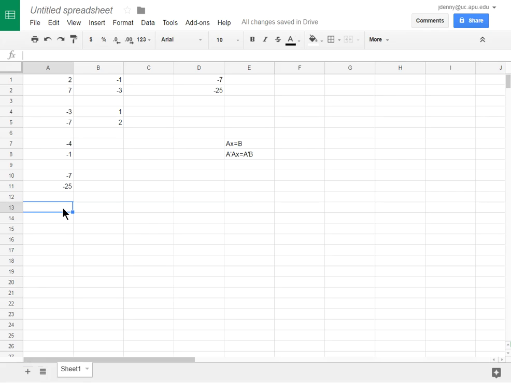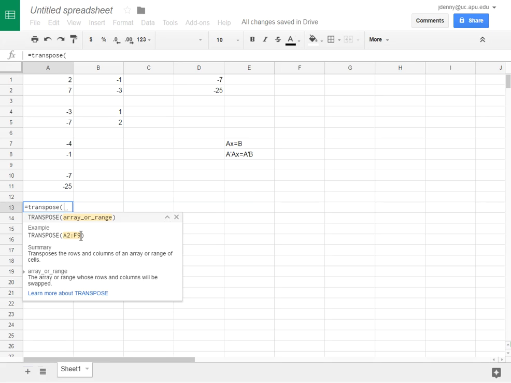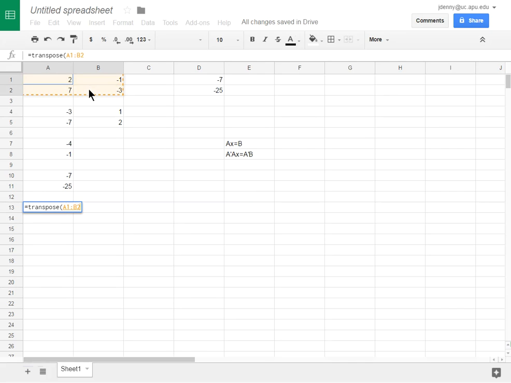So to do that, we're going to use a function, equals, and the function is TRANSPOSE, open parenthesis, and what do I want to transpose? Let's say I want to transpose this matrix up here, the A matrix. So I'm going to highlight that, and I'm going to transpose that matrix. So I do that, press enter, and look what happens.